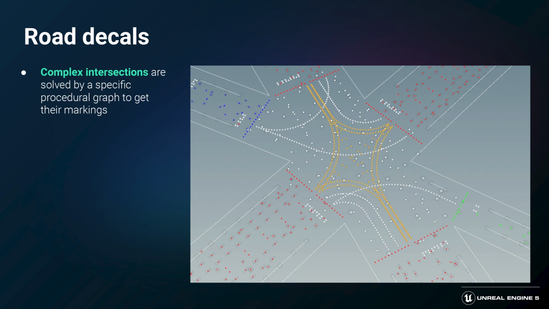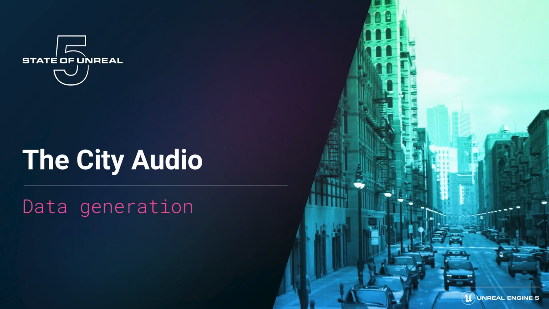A procedural graph would analyze and interpret the lane system to create believable markings, draw rows, and basically add life to it. So now that we have produced a full procedural city, we have control over every single bit of information. So we can easily extract it and provide it to the audio department so they can work their magic.